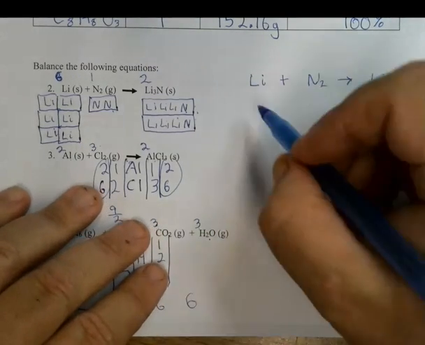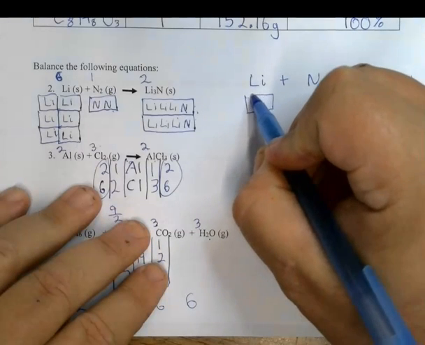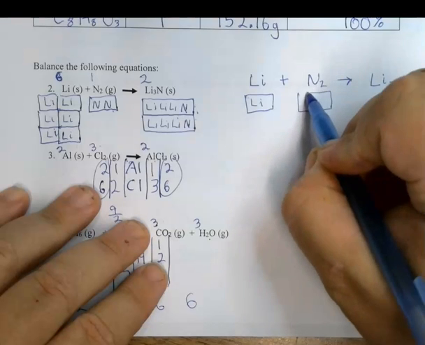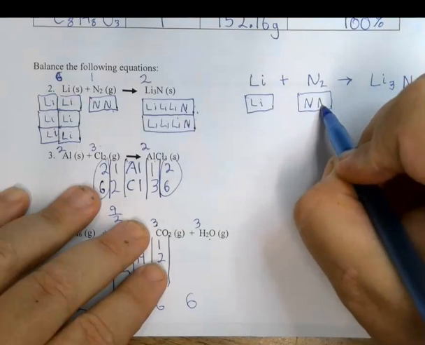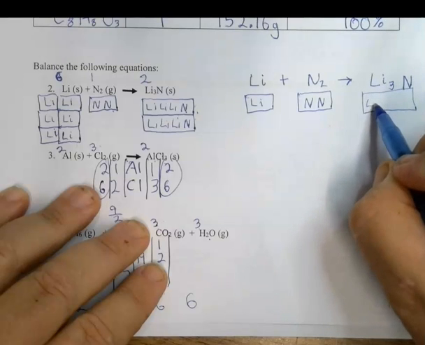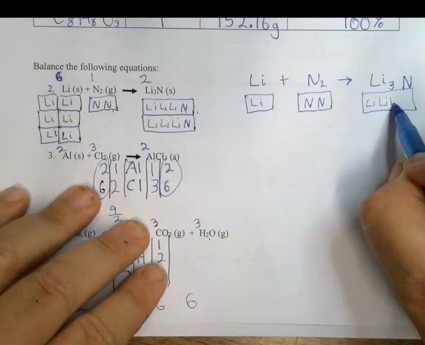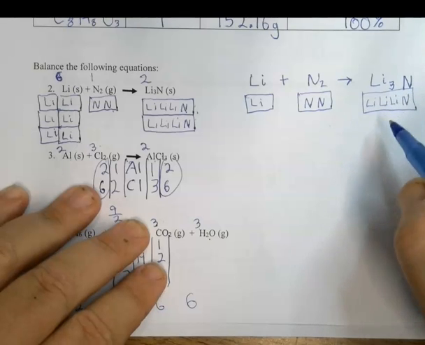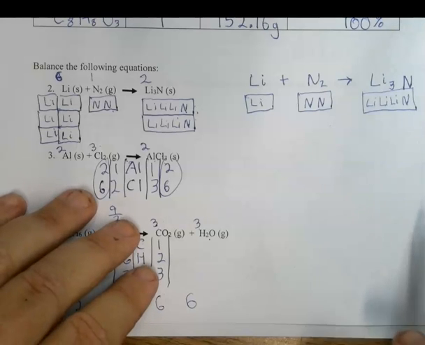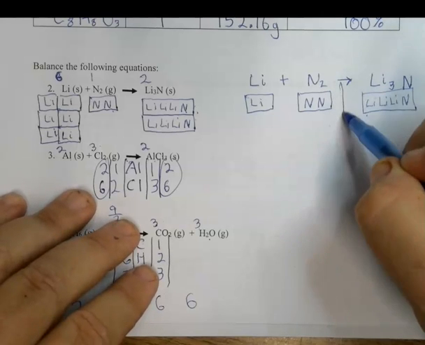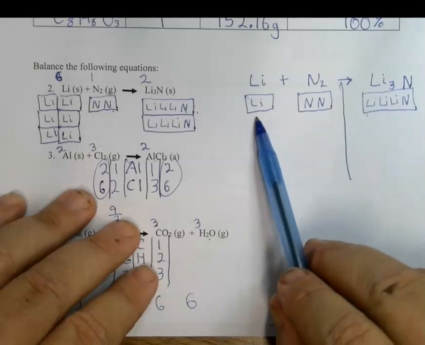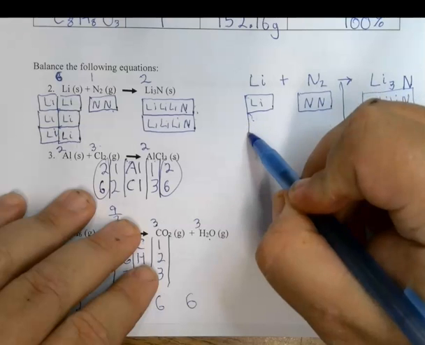Okay, so lithium. We have a box with a lithium in it. We have a box over here with 2 N's in it because there are 2 nitrogen atoms. And we have a box with 3 lithiums and a nitrogen. You can choose whichever one you want to balance first. I'll go ahead and balance lithium first. So we have 3 on this side. Draw a line so you don't get confused which side you're dealing with. I have 3 on this side of the arrow and only 1 on this side. So that means I have to draw 2 more boxes here.